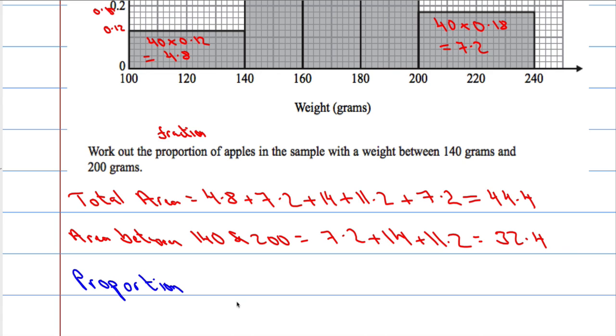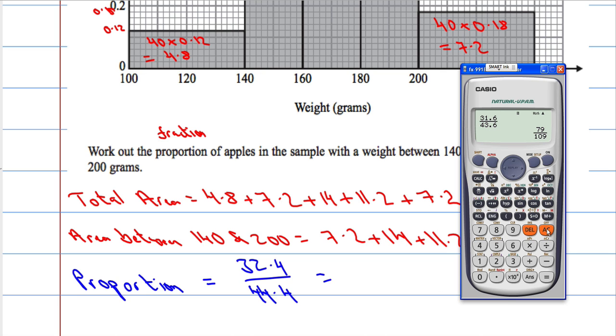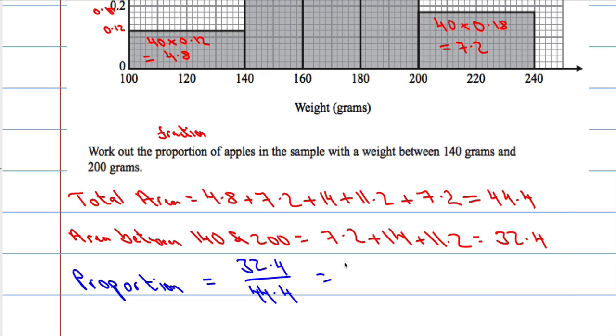Okay, so that means the proportion between 140 and 200 will equal 32.4 all over 44.4, and I'm certainly going to use a calculator for this part. 32.4 over 44.4 is 27 over 37, 27 over 37, and that's the proportion of the apples between 140 and 200.